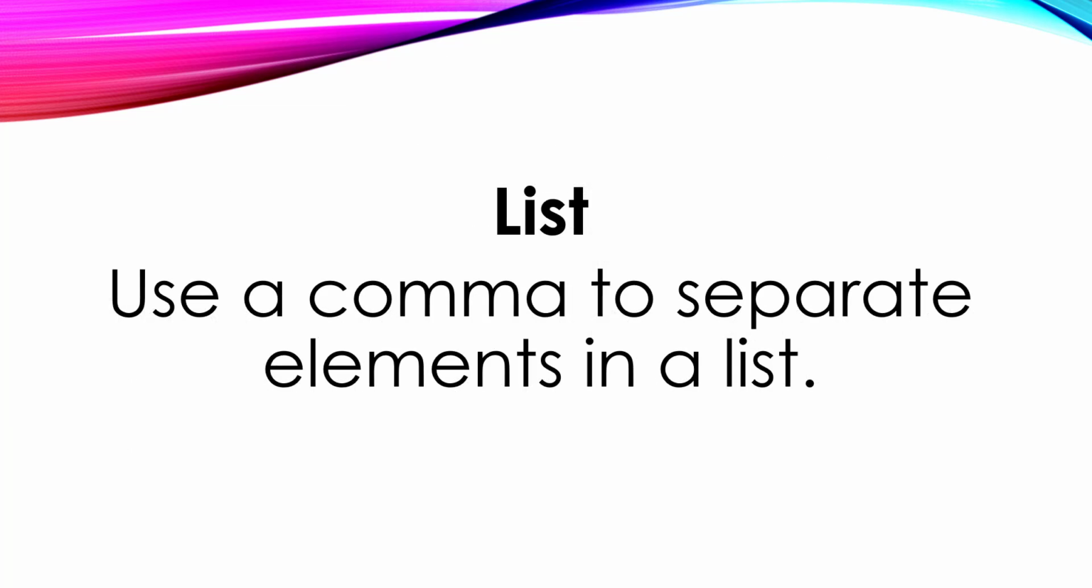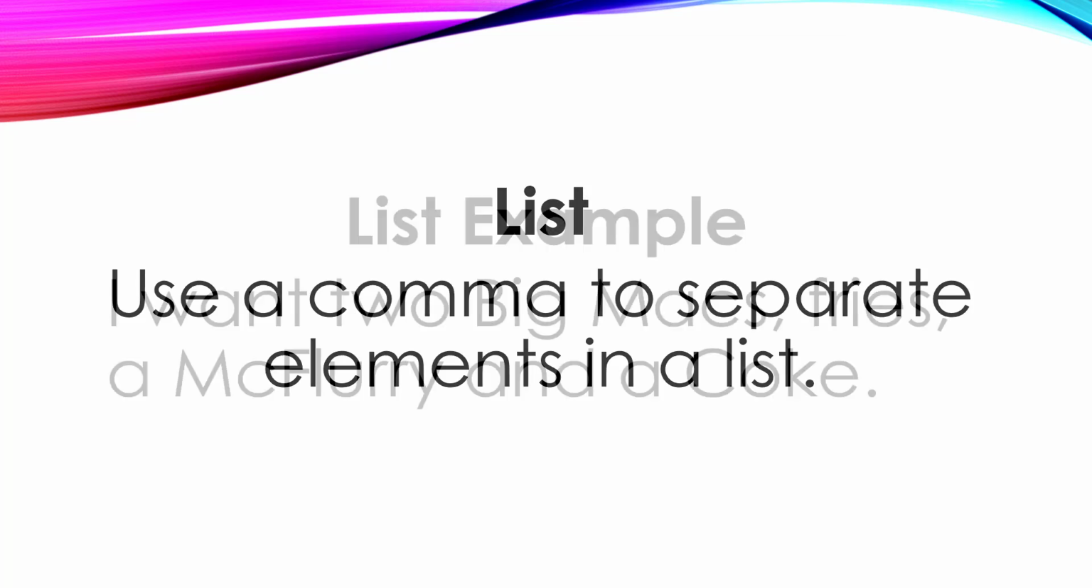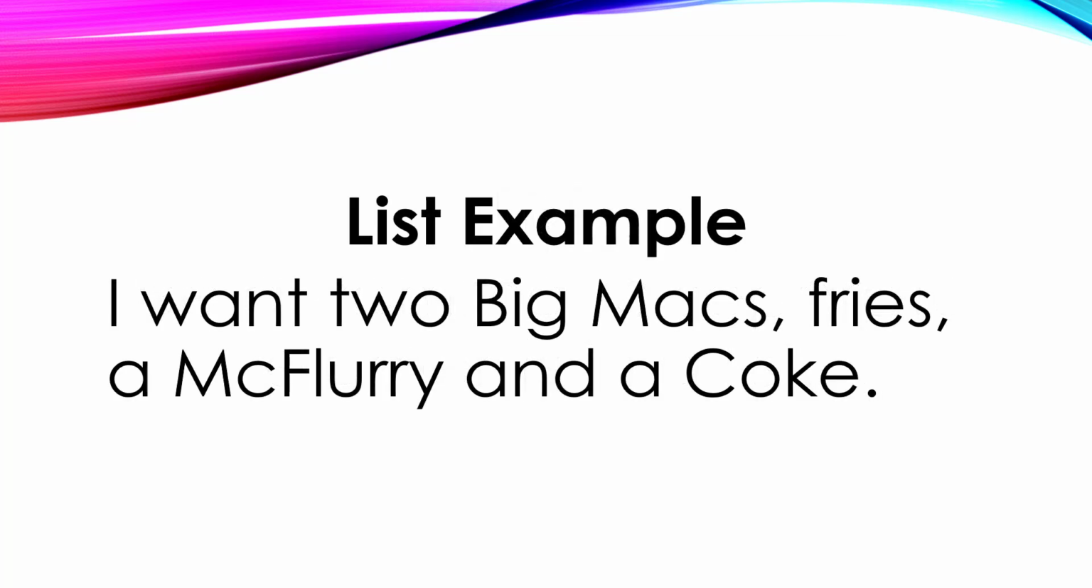Next, there's lists. Use a comma to separate elements in a list. For example, "I want 2 Big Macs, fries, a McFlurry, and a Coke." Notice that in this example, I didn't use a comma to separate the second from the last and the last item, which have an "and." This is known as the Oxford comma, and I'll be discussing it in the next lecture.